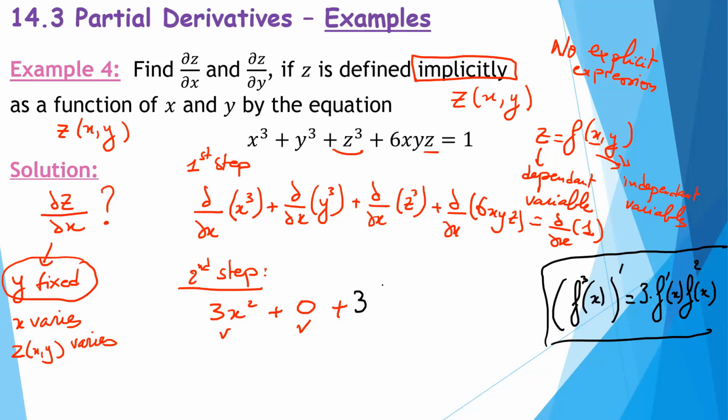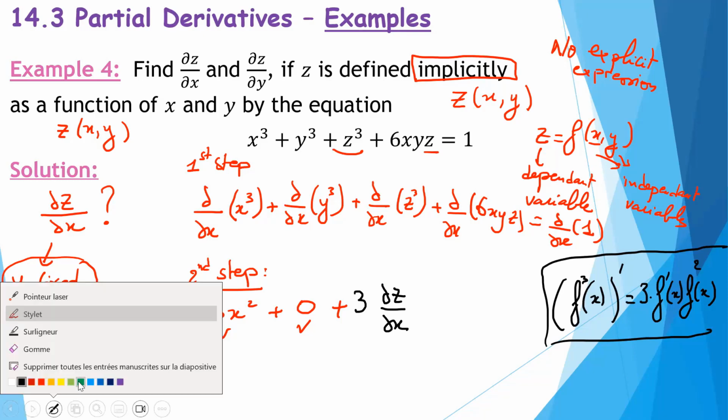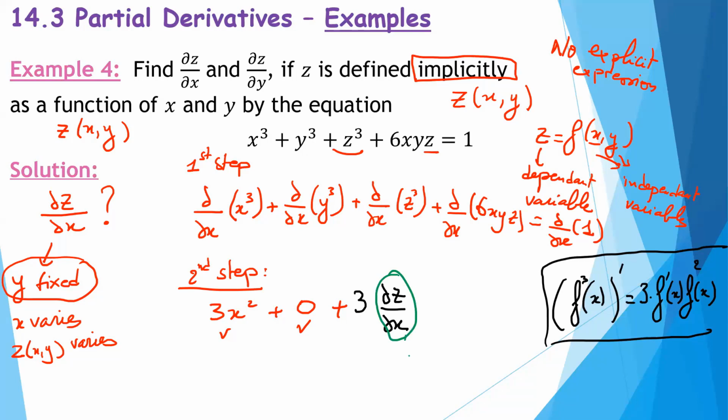What do we use? We use the partial derivative dz/dx. So dz/dx, we replace f prime in this formula. Here we have a function of two variables, we don't use f prime anymore. We use partial derivatives times f square, which is z square. Then we still have this, plus d/dx of 6xyz.